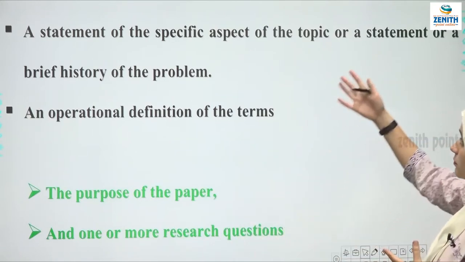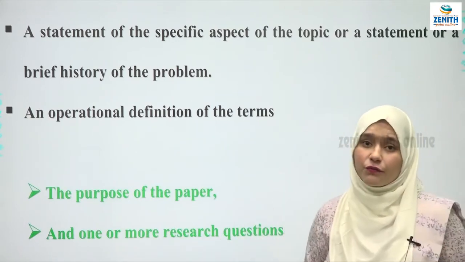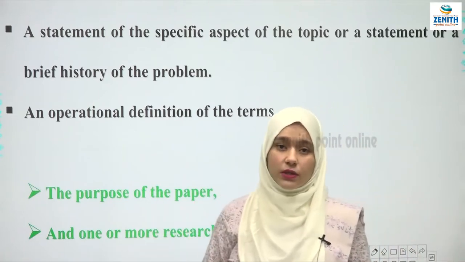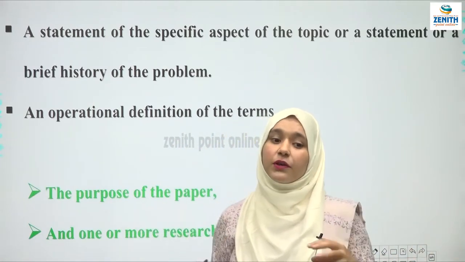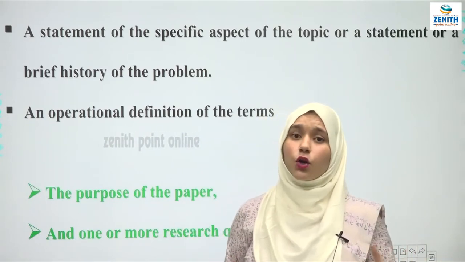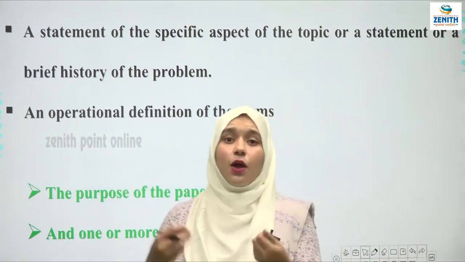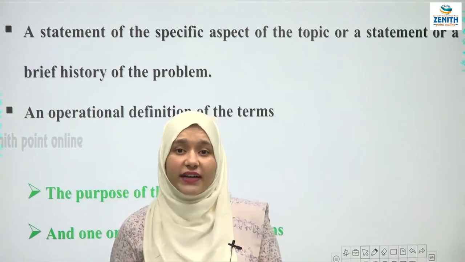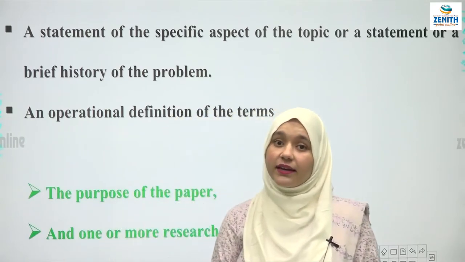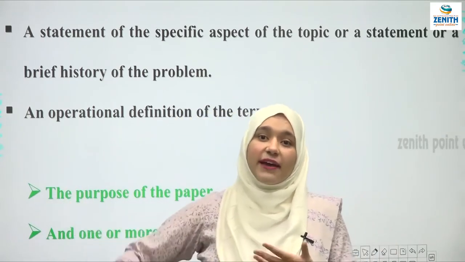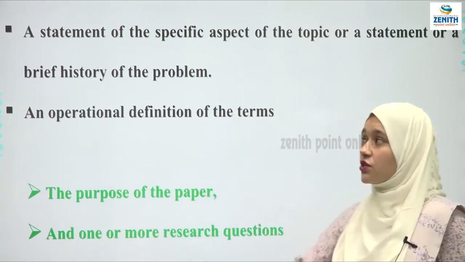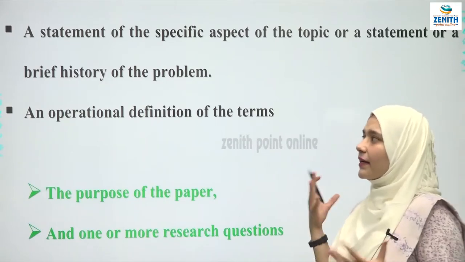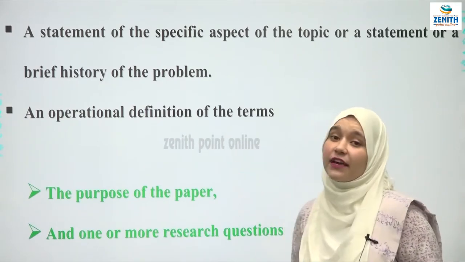Then a brief history of the problem, and as you can understand, all this comes from our literature review. What work has been done on this particular topic earlier by different researchers, what different findings have already been stated, and what further avenues we can explore, being researchers, readers, students or teachers. All right. And the next part should be an operational definition of the terms.